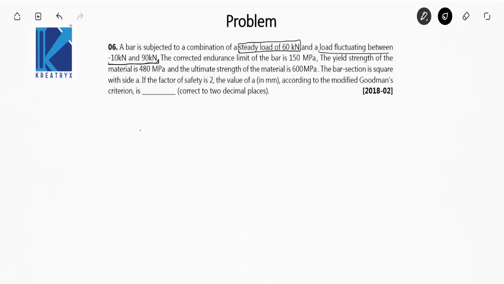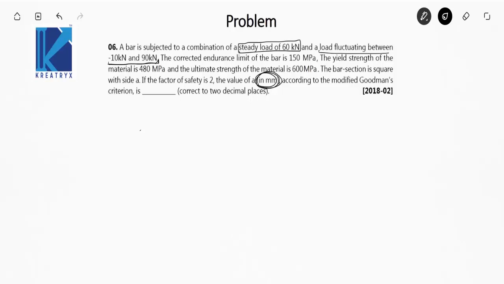The corrected endurance limit is given, the yield strength is given, and the ultimate strength is also given. The bar section is square with side A. If the factor of safety is 2, find the value of A in mm, you have to fill the answer in mm, so be careful, according to the modified Goodman's criteria.